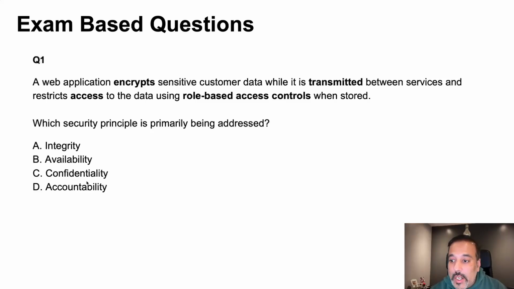When we discussed confidentiality, I mentioned there are some key things to remember against each concept. So encryption and access control are core confidentiality mechanisms. Based on that, the best answer is C, which is confidentiality.